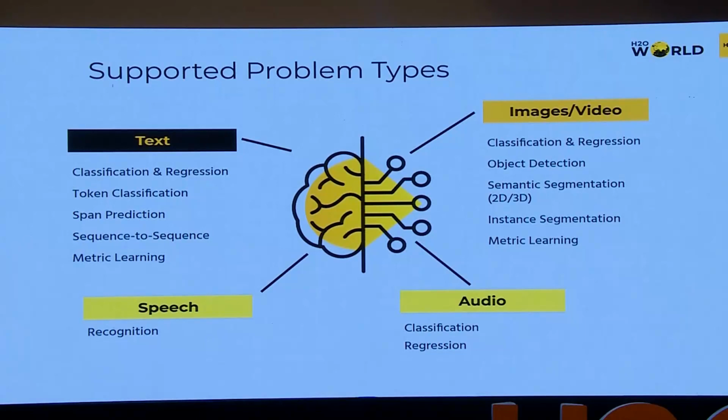For example, for text, you'll see token classification. For the NLP folks in the audience, an example of that would be named entity recognition. Span prediction covers question-answer models. Sequence-to-sequence covers text summarization models. And metric learning you can think of as search or ranking models. Under images and video, you have classification and regression, but we also support object detection and the various image segmentation problem types. And as I just mentioned, in this week's latest release, we've added the ability to do 3D semantic segmentation.